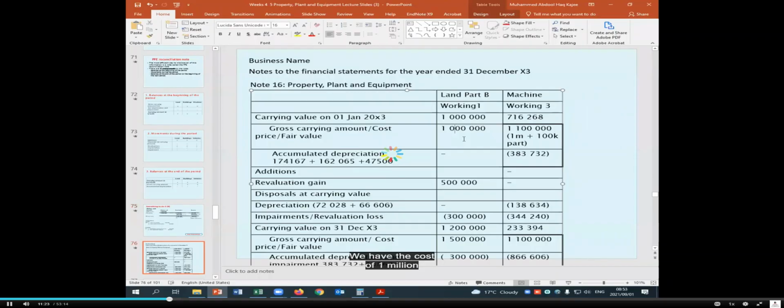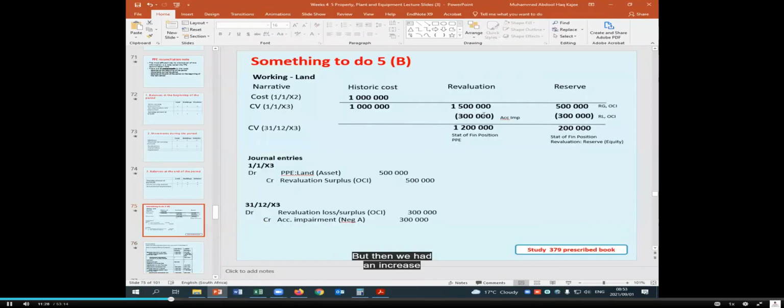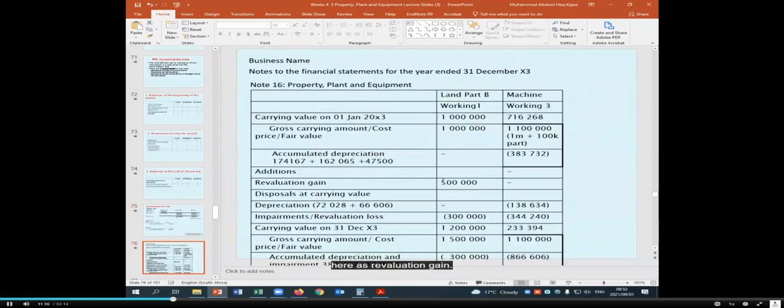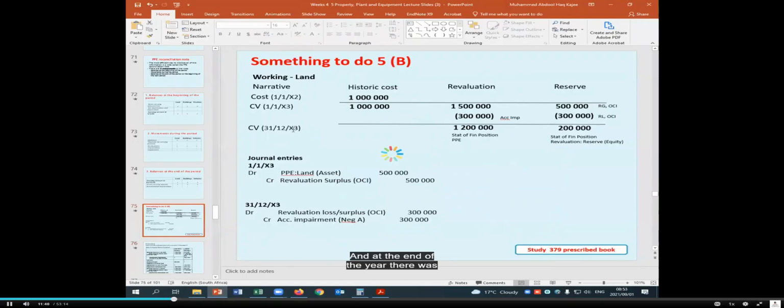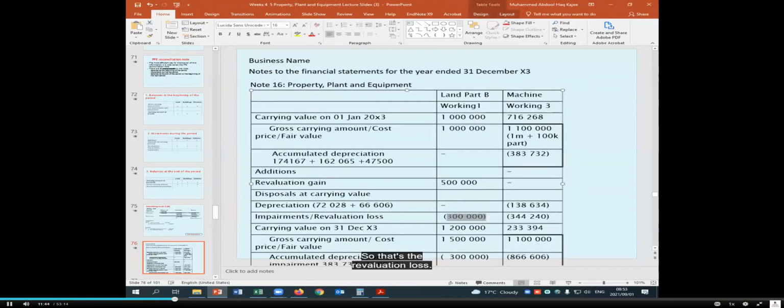We had the cost of 1 million at the beginning of the year. Then we had an increase of 500,000 in 2003 at the beginning of the year. So that increase would be here as a revaluation gain. And at the end of the year, there was a decrease down to 1.2. So that's a revaluation loss. So these were our two movements for the year.